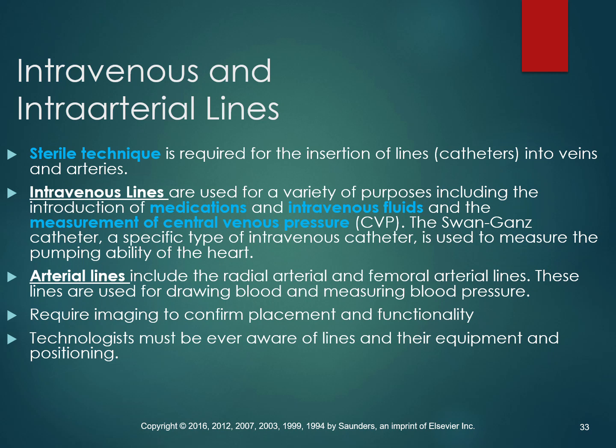There's also a special catheter, the Swan-Ganz catheter. It's a special type of intravenous catheter used to measure the pumping ability of the heart. The tip of the Swan-Ganz is actually in the chambers of the heart, and it can be used to measure the pressure or pumping ability of the heart. And then we have arterial lines. These include the radial arterial and femoral arterial lines, one in the arm, one in the groin area. These lines are used for drawing blood and measuring blood pressure.